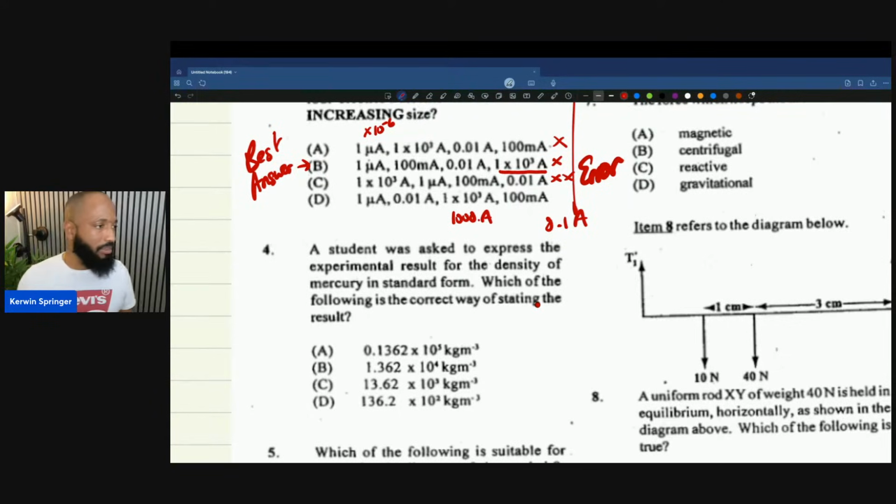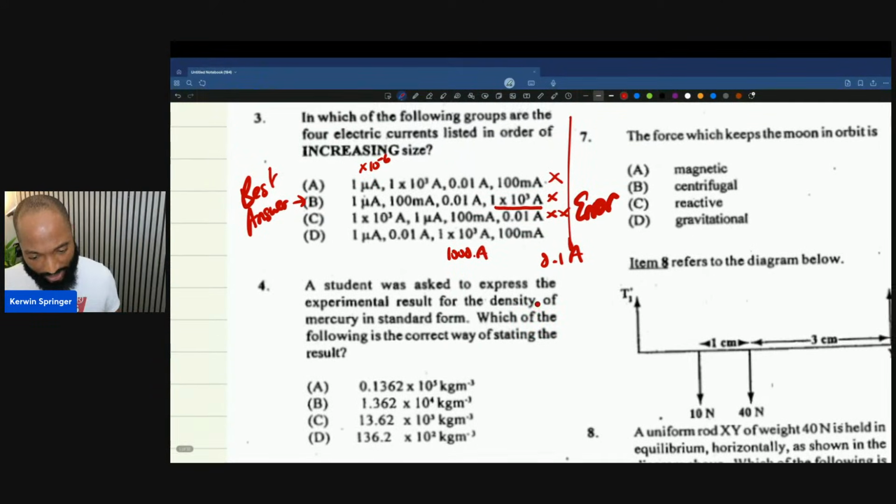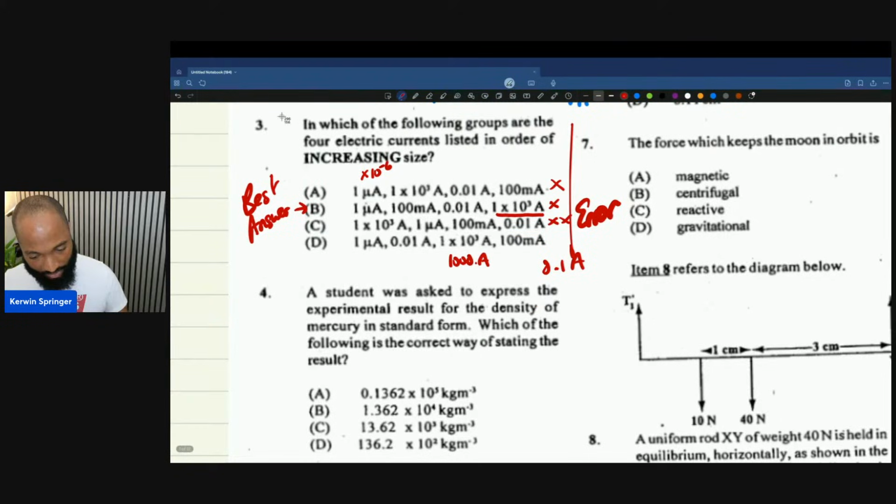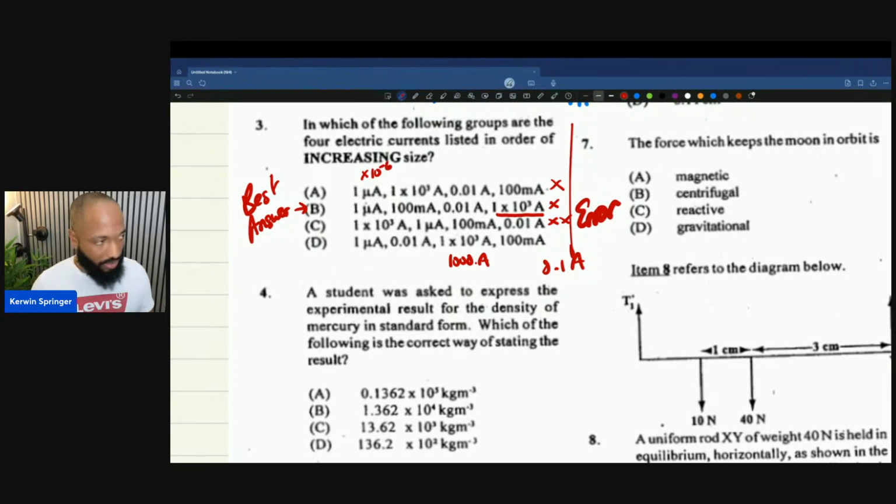Number 4, we'll come back. It's not unusual to encounter errors in the papers. A student was asked to express the experimental result. Let's get the answer for number 4. Let me see if there's something that I'm missing in the scan. But while I'm searching this up, let's get the answer for number 4.